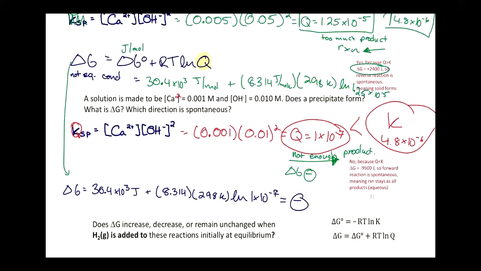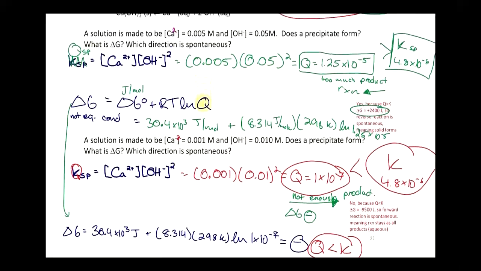This will always happen. Delta G, without the naught, will always be negative when Q is less than K. That's just a mathematical fact based upon the equation that we use. Versus if Q is greater than K, like in our first example, delta G without the naught is always going to be a positive number, all right? So basically, mathematically, we are proving why Le Chatelier's principle works, and we're expanding on that.